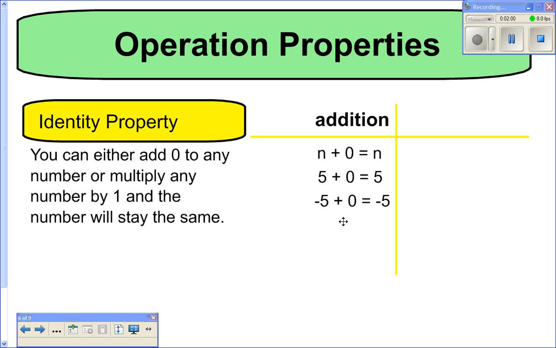Do these operation properties work with all rational numbers? Yes, they do. Even fractions and decimals. If you have a half and you add 0, you're adding nothing. A half plus 0 is still a half.